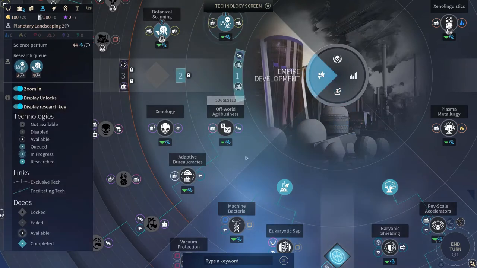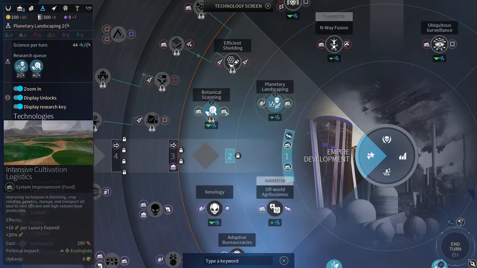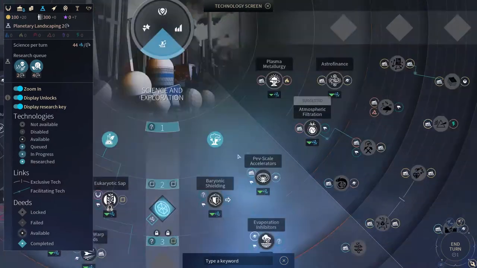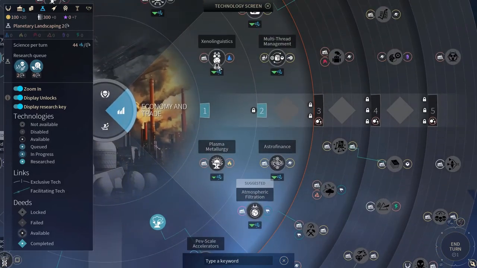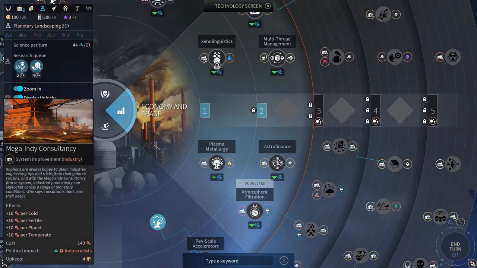The other thing to notice is that there are faction-specific technologies. So for example, if you see a little icon of your faction at the bottom of the technology, it means that some effects or improvements that you can unlock with that technology are specific to your faction. For example here, this is a technology specific to the Sophons' affinity. This is only because for them, the Mega Indie Consultancy will have plus 10 industry per core planet.